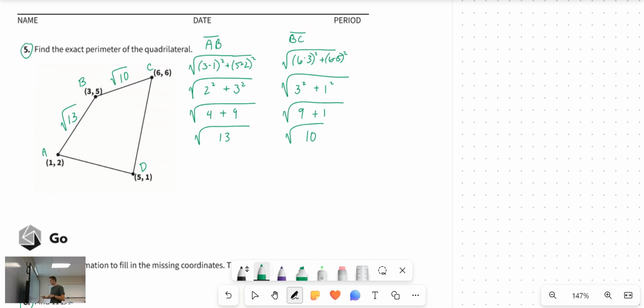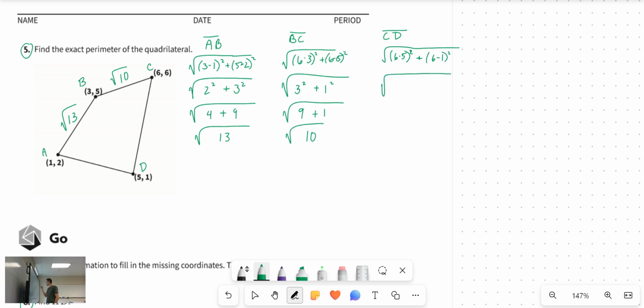All right, now we're looking at C to D. C to D is going to be, let's see, 6, 6 to 5, 1. Let's use 6, 6 as the big number again because it's just going to be easier, since all our numbers are going to be positive. So 6 minus 5 squared, plus 6 minus 1 squared.